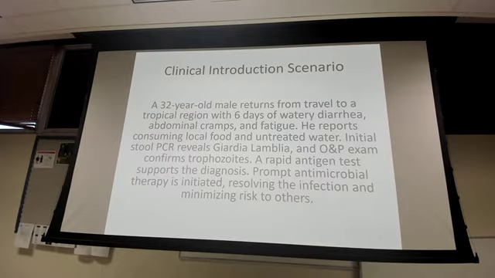All right, our clinical introduction scenario. A 32-year-old male returns from travel to a tropical region with 6 days of watery diarrhea, abdominal cramps, and fatigue. He reports consuming local food and untreated water. Initial stool PCR reveals Giardia lamblia, and an ova and parasite exam confirms trophozoites. A rapid antigen test supports the diagnosis. Prompt antimicrobial therapy is initiated, resolving the infection and minimizing risks to others. So pretty much we're going to be talking about PCR and O&P, really.